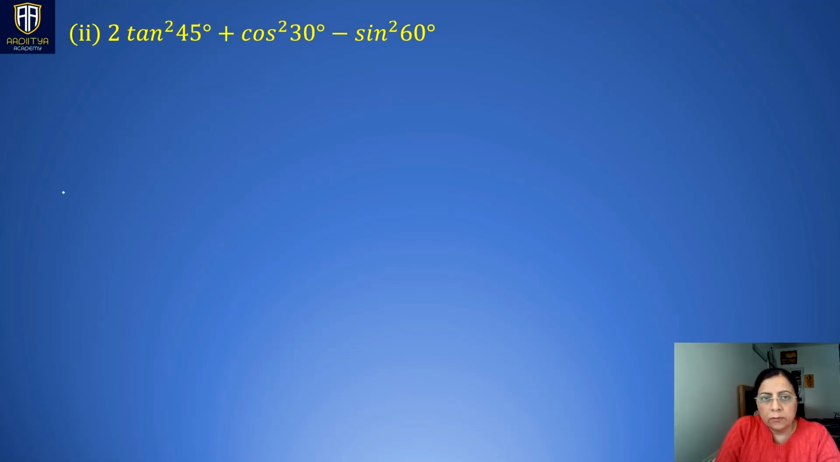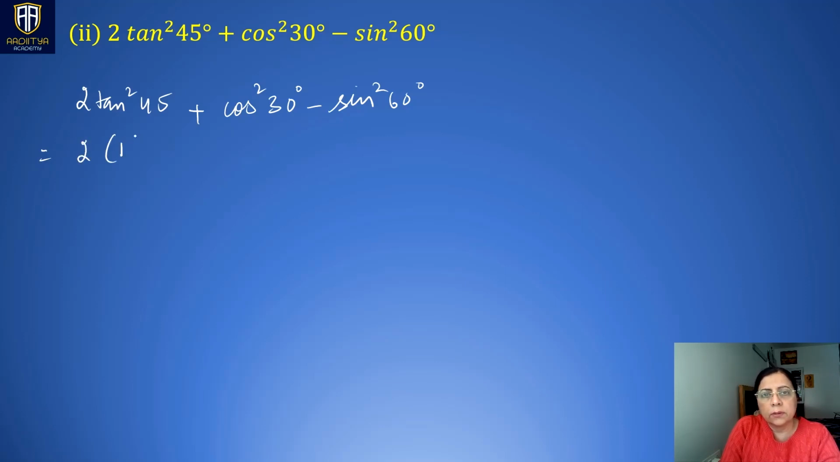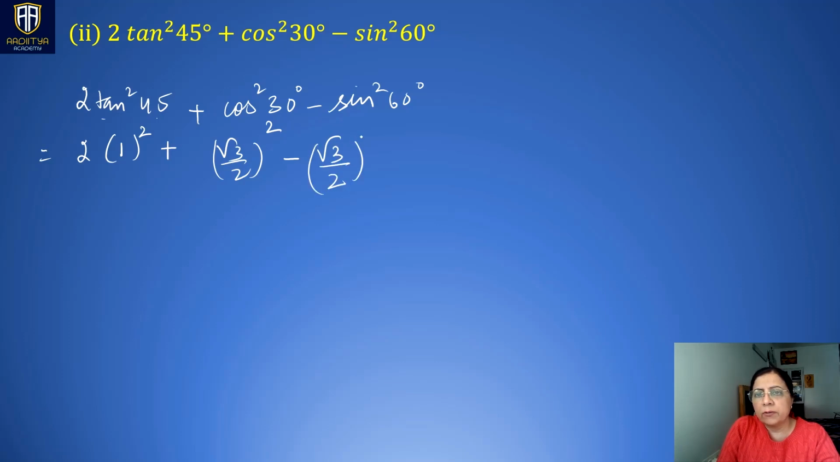Next question is we have to find the value of 2 tan square 45 plus cos square 30 degree minus sine square 60 degree. Right? Now what is the value of tan 45? Tan 45 is 1 and tan 45 raised to the power 2. So 1 raised to the power 2 added to square of cos 30. Cos 30 is root 3 by 2. So square of root 3 by 2. Sine 60 is also root 3 by 2. So we have to take the square.